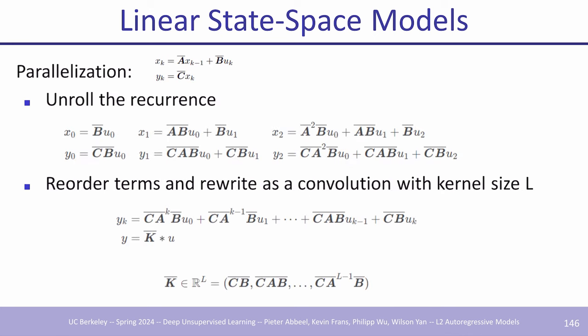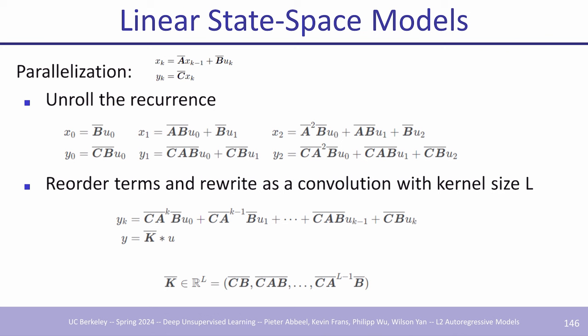One way to parallelize this kind of model is to think about unrolling the sequence. You have your input at each time step, and then how your hidden state evolves: x0 to x1 to x2 to x3 and so on. You're just applying the first equation repeatedly, and then you eventually get certain factors as you expand out and factor things around. For Y, it looks very similar, but you're also applying a C matrix. And if you write out its most general form, so YK is equal to that, you can essentially write it as a convolution.